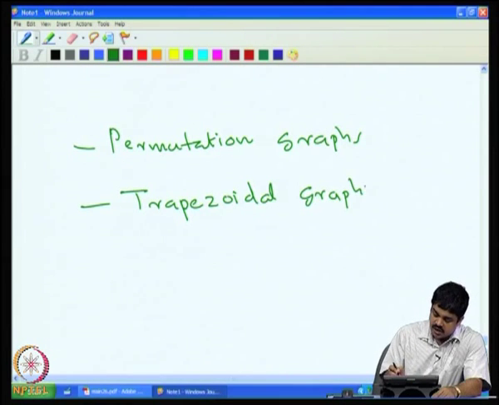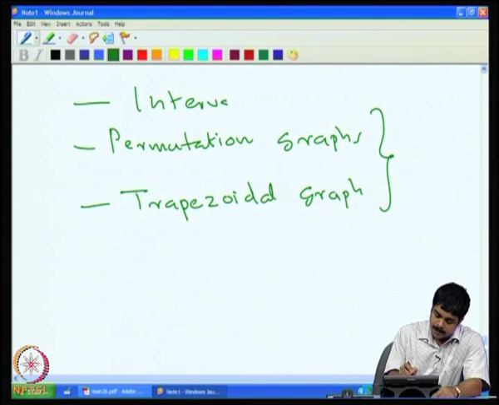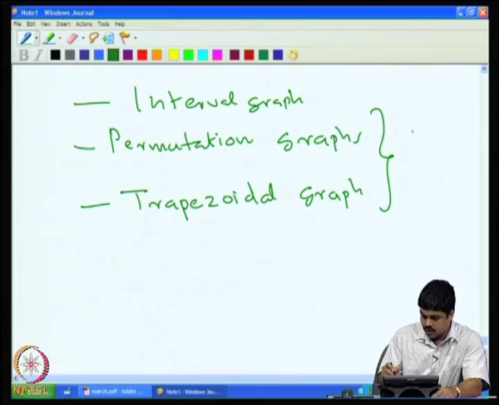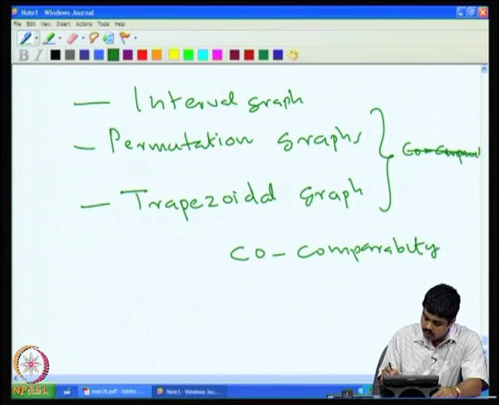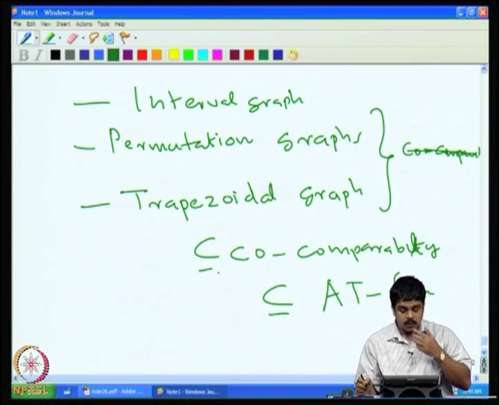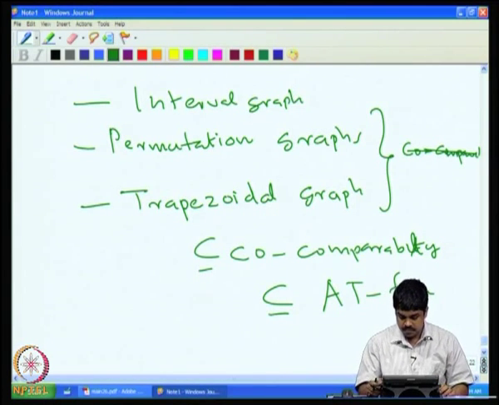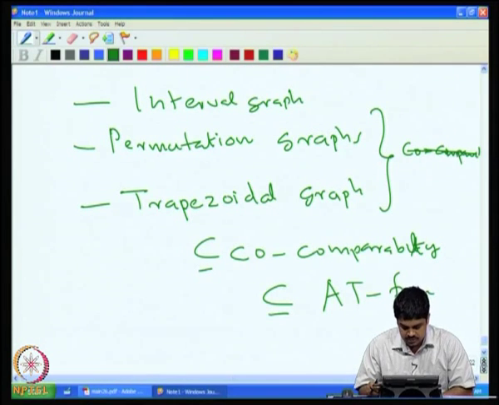And a more general class which contains all these things, even interval graphs, are called co-comparability graphs. Co-comparability graph means the complements of comparability graphs. These are all subsets of AT-free graphs. Right. So now there are some interesting properties of AT-free graphs.